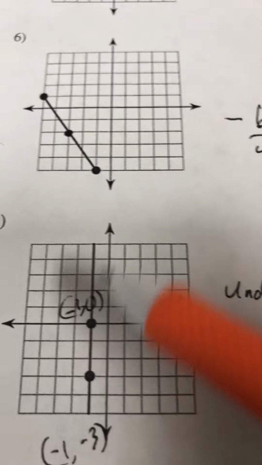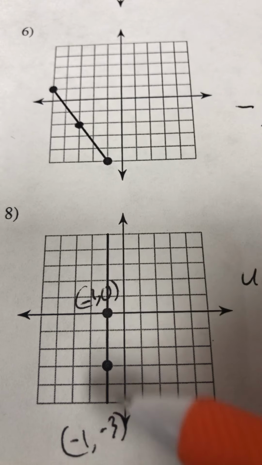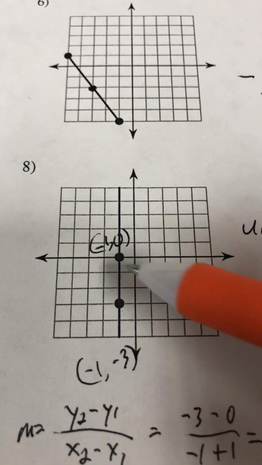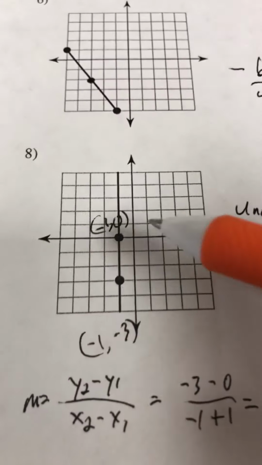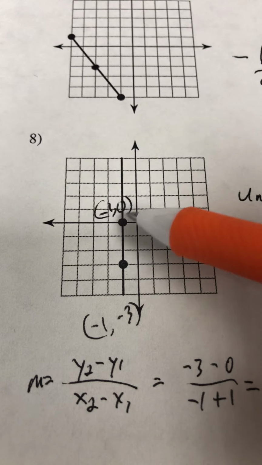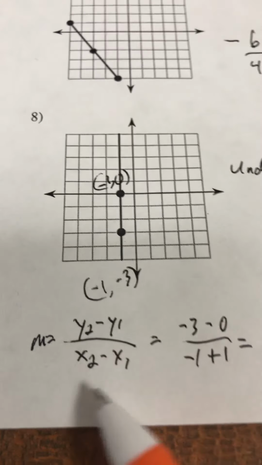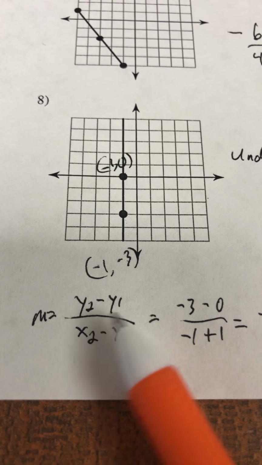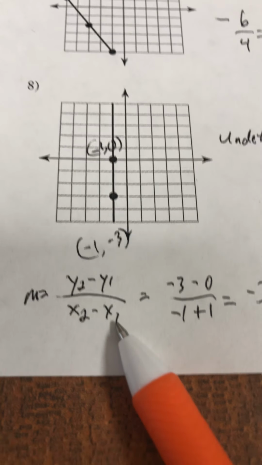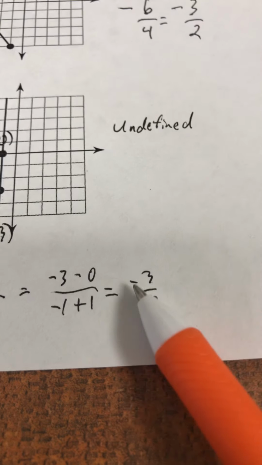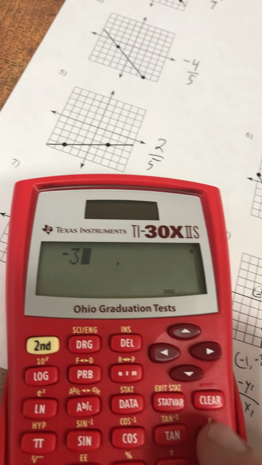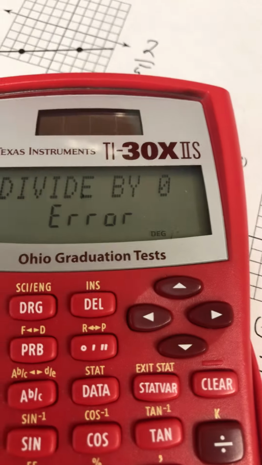This one's undefined, meaning that anytime you see a straight vertical line, it's going to be undefined, and these 2 points are right above each other. And why undefined? Let me show you why. If I have my xy coordinates, and I figure out my slope, and I take my second y minus my first y over my second x minus my first x, I get negative 3 divided by 0. When you do negative 3 divided by 0, you get error.